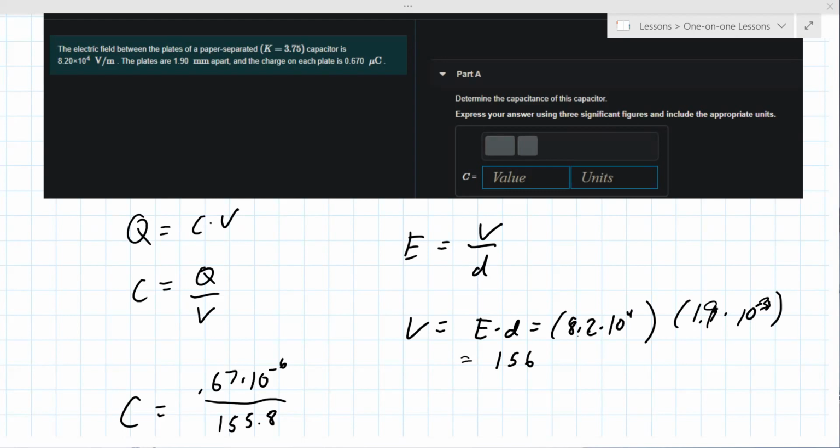Oh, sorry, I did the wrong number. 0.67 times 10 to the minus 6 divided by V. So it ends up being 4.3 times 10 to the minus 9 farads. So try that for part A, 4.3 times 10 to the minus 9 farads. If that's right, we can do part B, because we need that answer for part B.